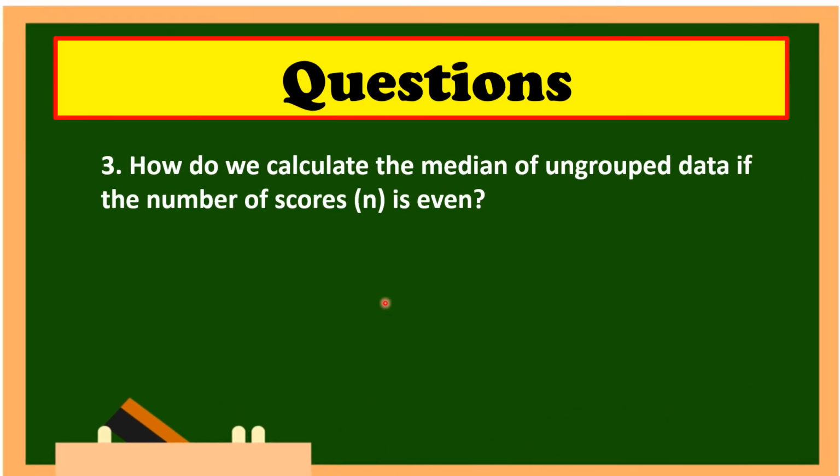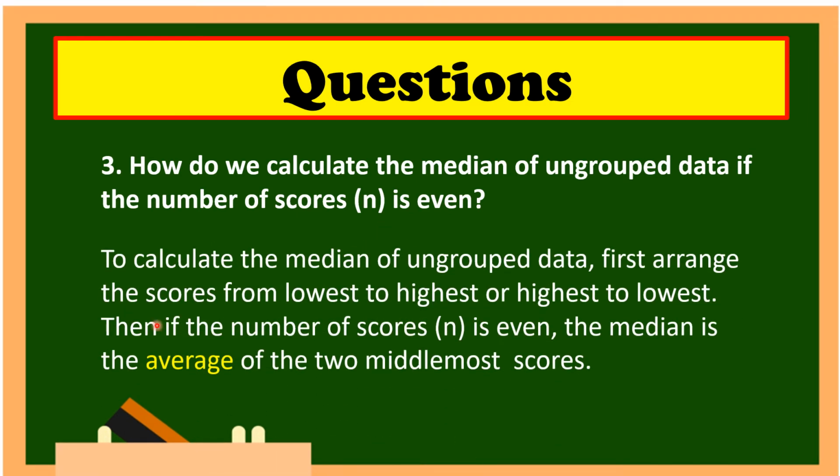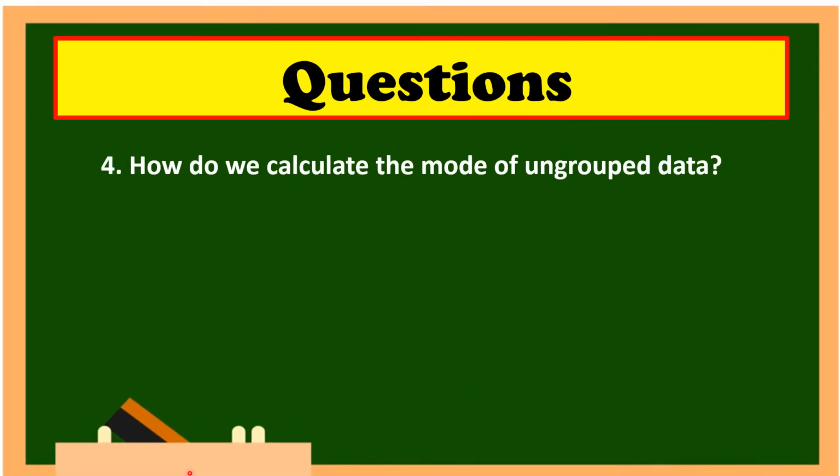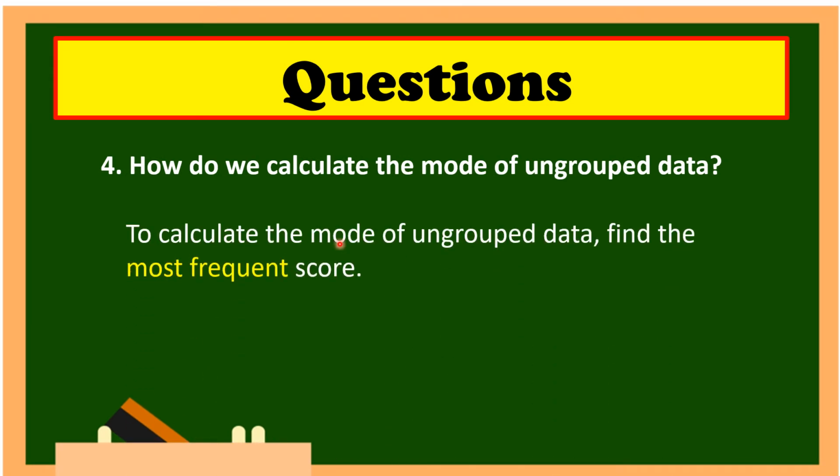How do we calculate the median of ungrouped data if the number of scores n is even? First, arrange the scores from lowest to highest or highest to lowest. Then if the number of scores n is even, the median is the average of the two middlemost scores. How do we calculate the mode of ungrouped data? Find the most frequent score.